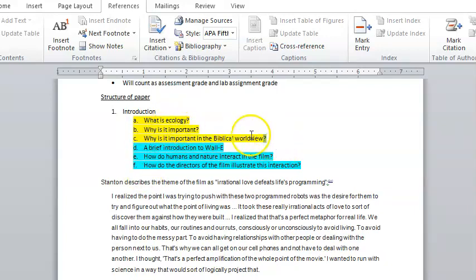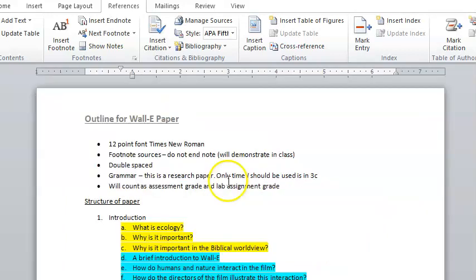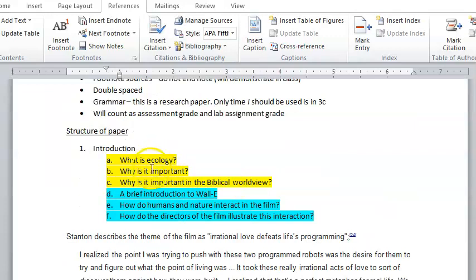So the introduction. What I've tried to do is, the different highlights mean I feel like this could be one paragraph and this could be another paragraph. That's what I mean. And so let's zoom in a little bit. So what is ecology? Why is it important? Why is it important in the biblical worldview? We talked about all that in class.